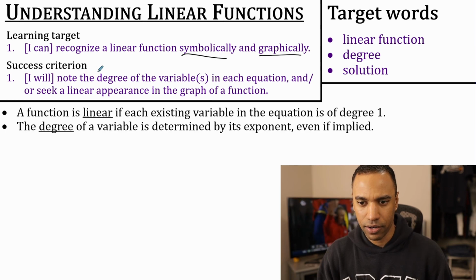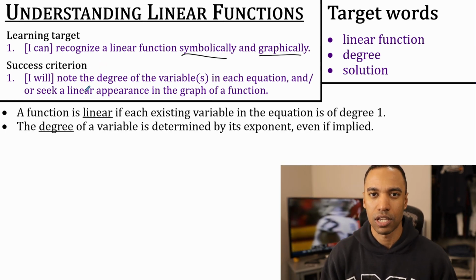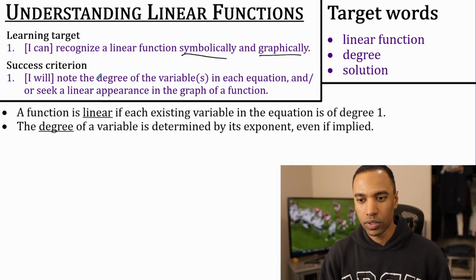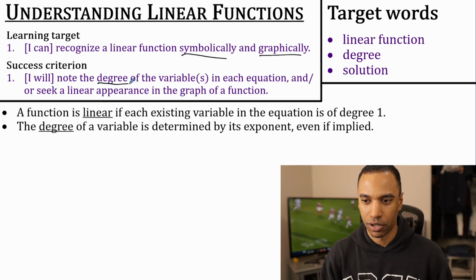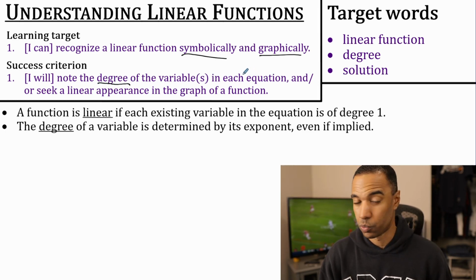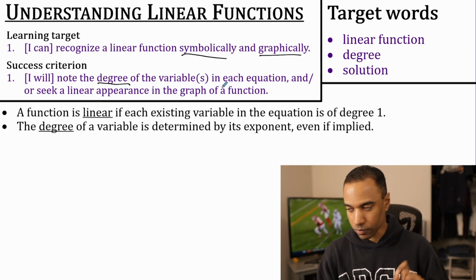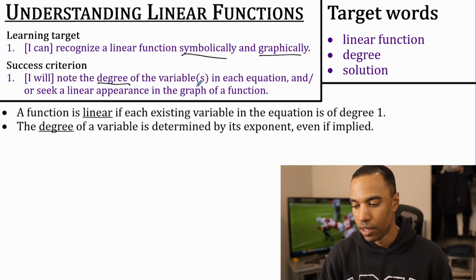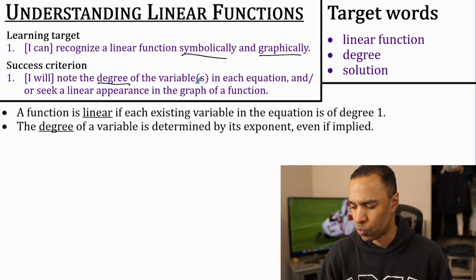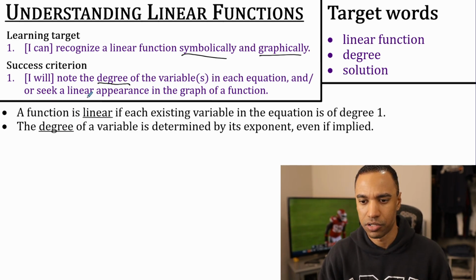The success criterion here: how will we know that we are successful? Well, I'll note what's called the degree of the variable, or variables, in each equation. That's what we're going to do first. And or seek a linear appearance in the graph of a function. If this is done by a table, we'll be looking at something as well. It'll make more sense in our definition stuff.